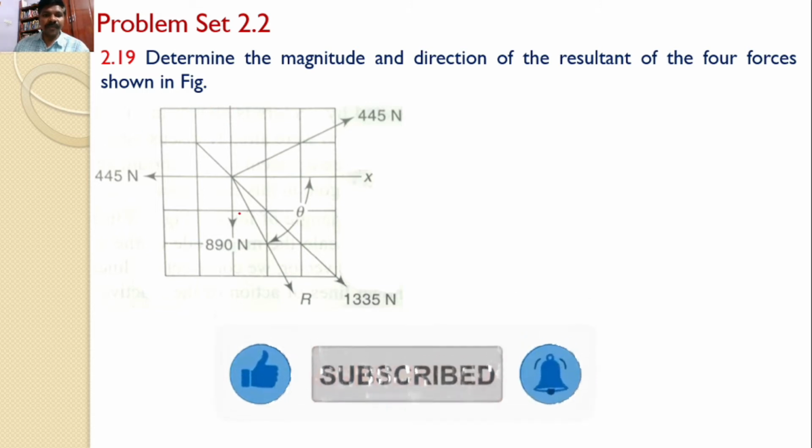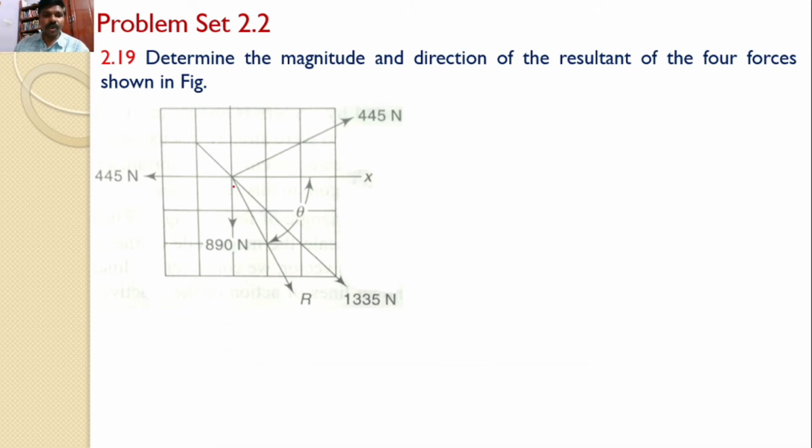In this figure, four forces are given. One force is 890 newtons acting downwards. Another force, 445 newtons, acting towards the left side. Another force of 445 newtons inclined. And the last one is 1335 newtons force, also acting inclined. Our interest is to find the magnitude and direction of the resultant of these four forces.